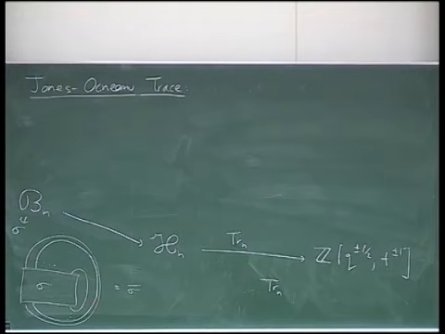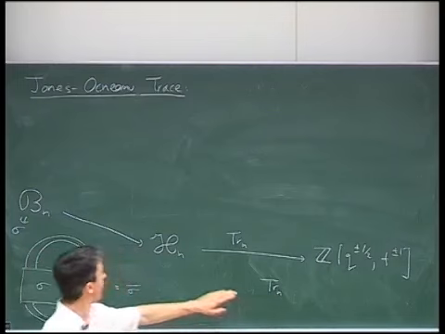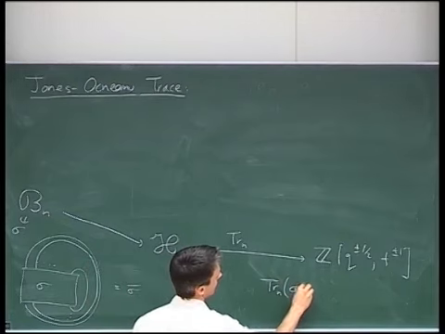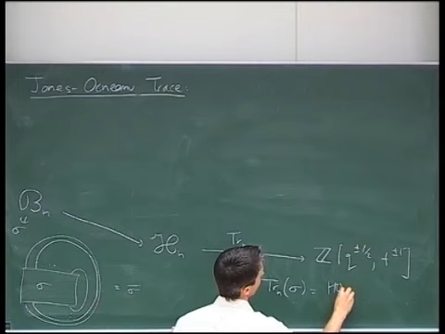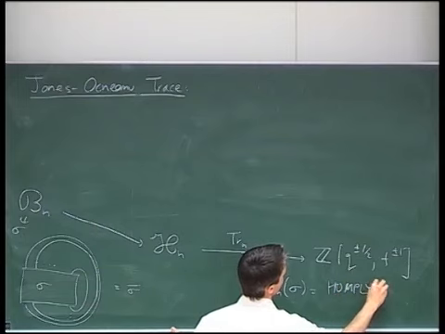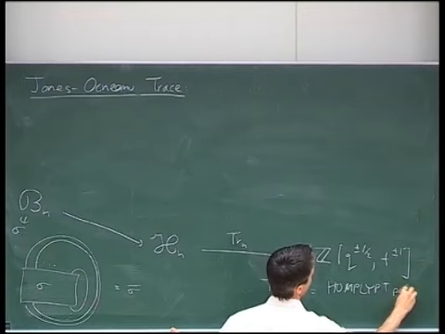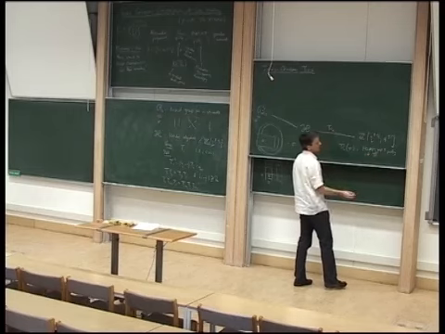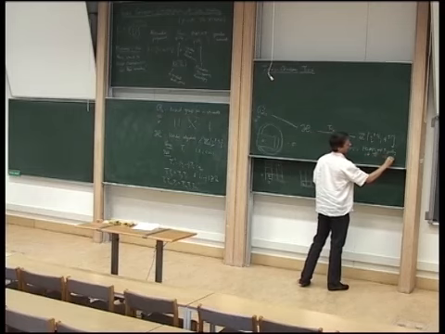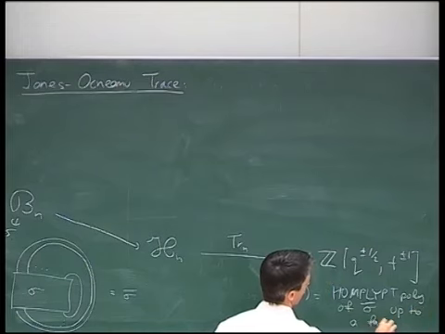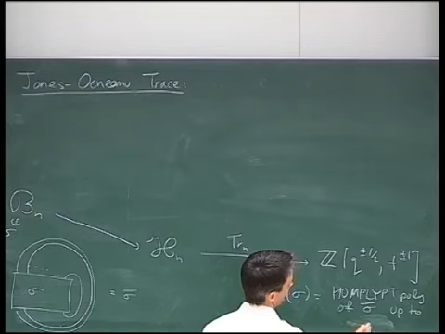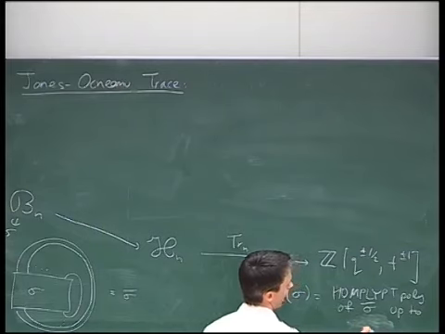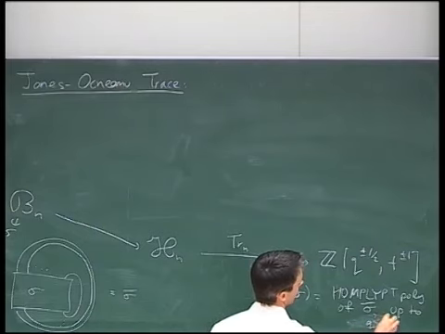And if we apply this Jones-Ocneanu trace to some braid, viewed as an element of the Hecke algebra, we get the HOMFLY polynomial of the closure of sigma, up to a factor. So up to q to the something times t to the something.